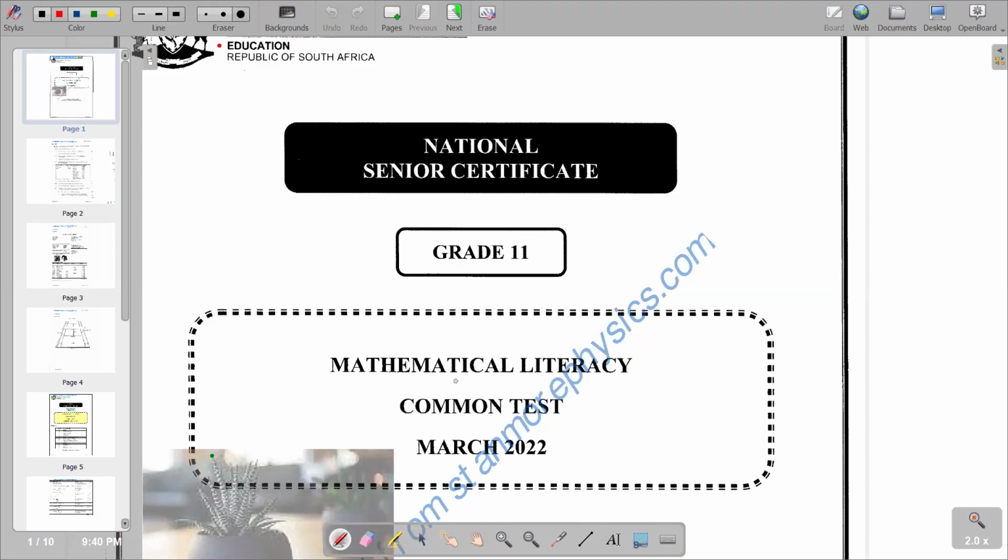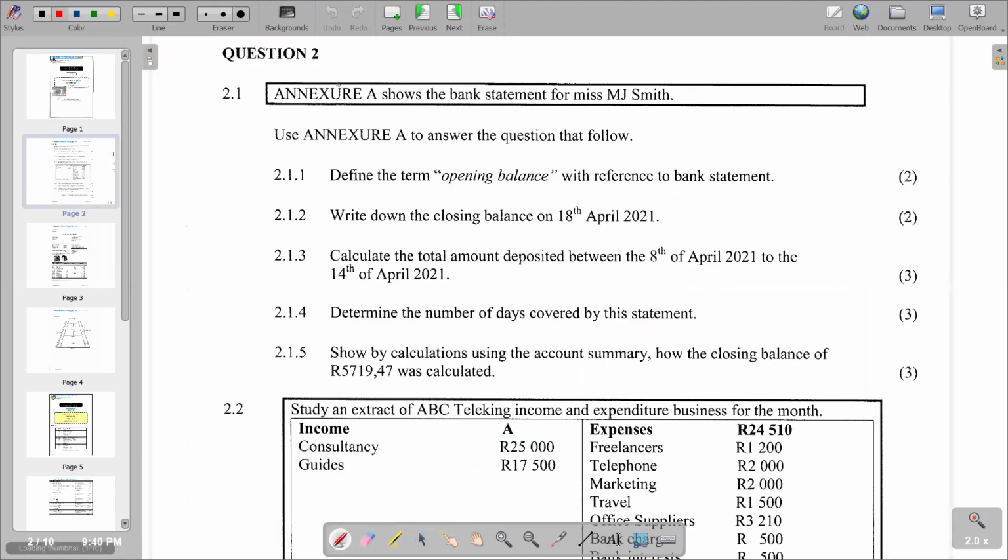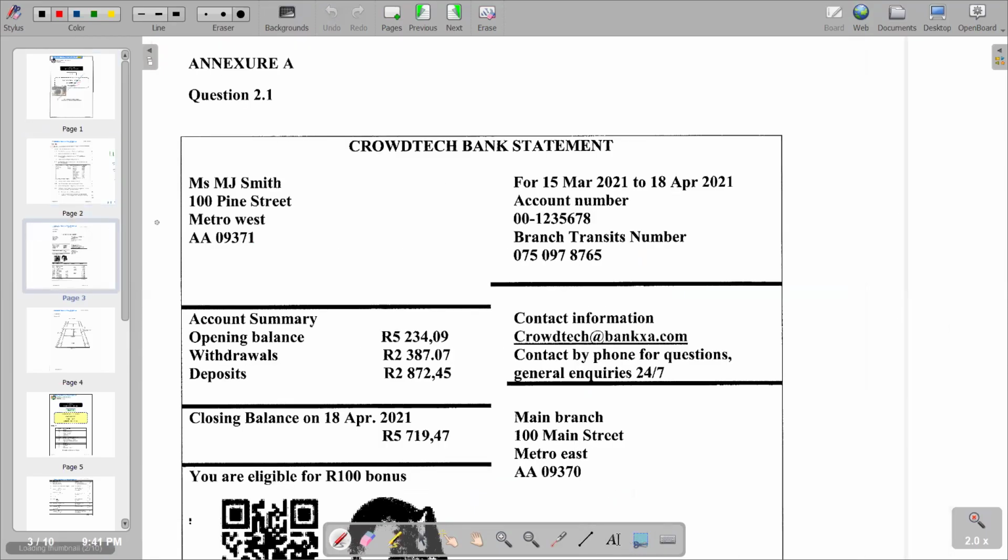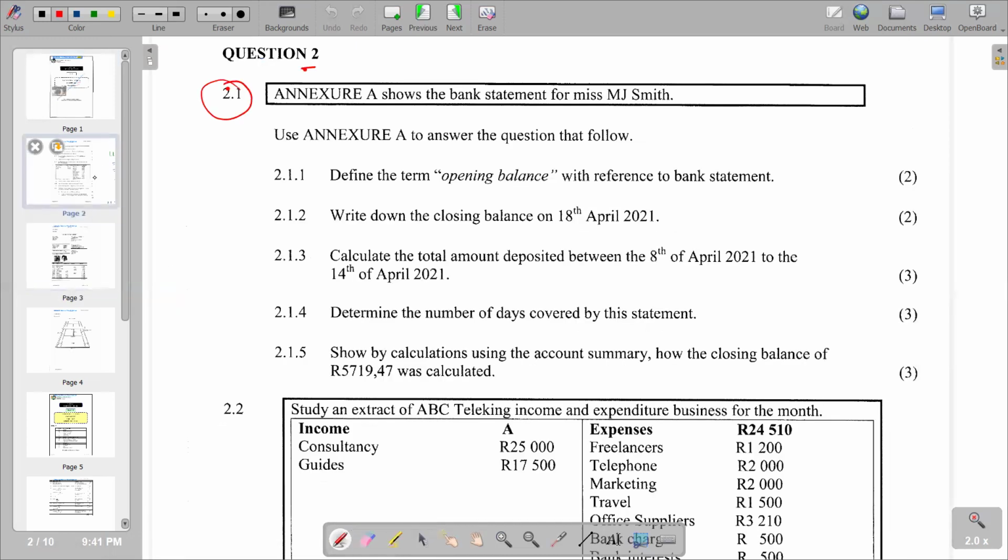In this video, I want to look at a common test of March 2022, and we are going to look at the second question on that question paper. That is our question 2. We are going to start on 2.1, which reads: Annexure A shows the bank statement for Miss MJ Smith. Use Annexure A to answer the questions that follow. So you'll see that we have our Annexure A here that we are going to use to answer the questions. So I'm going back to our question.